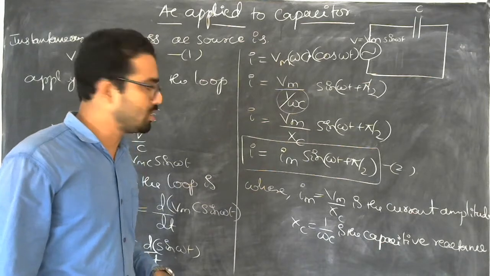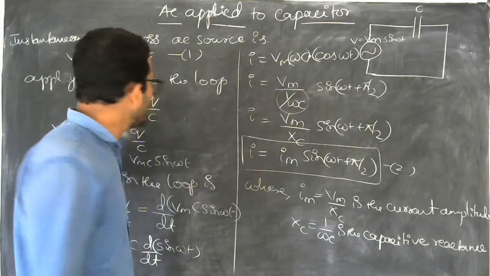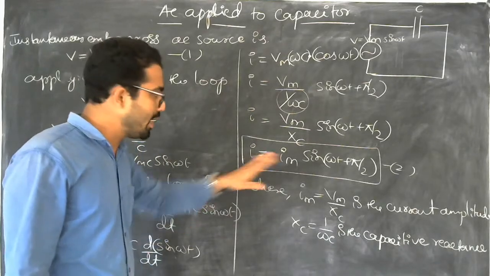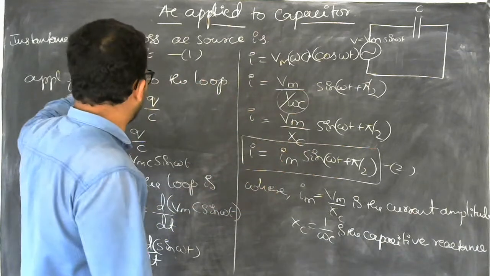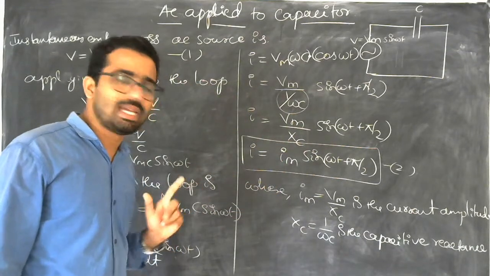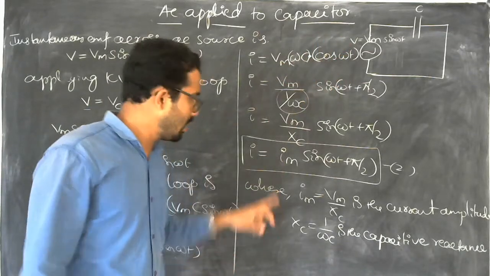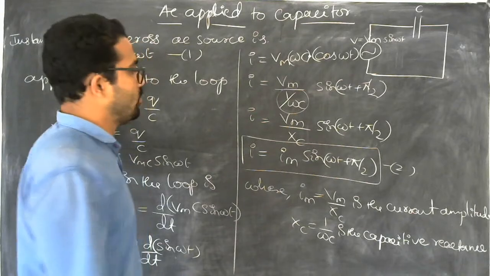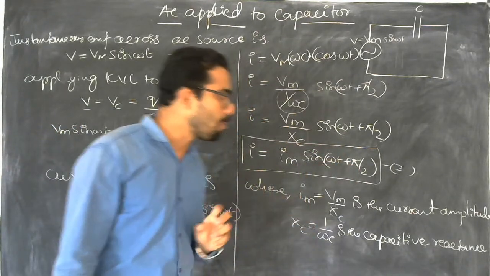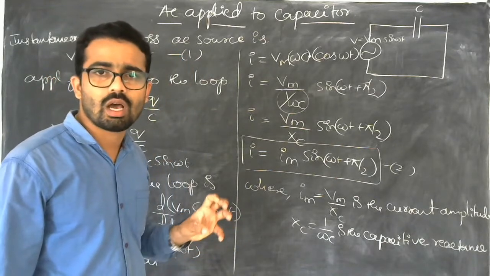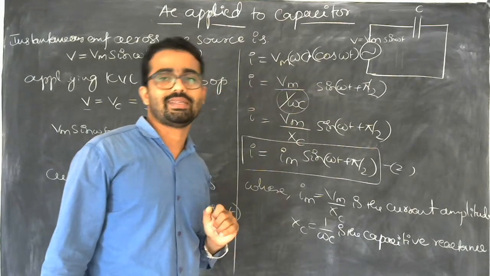So from this what we can understand is, the current is going forward than the voltage. So it is leading, current is leading, moving forward than the voltage. That's why what we can say is, when a capacitor is connected to an AC circuit, current leads the voltage by how much? By pi by 2. So this is a relation between current and voltage when a capacitor is connected in an AC circuit.